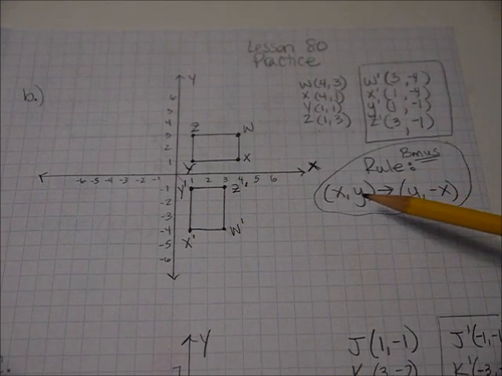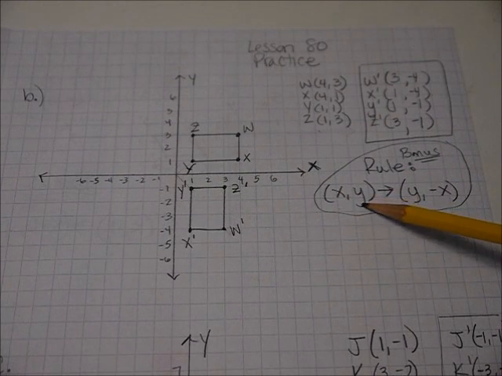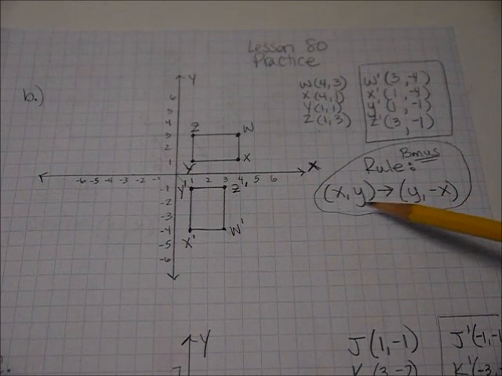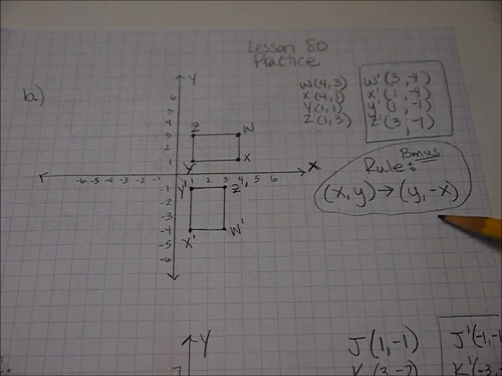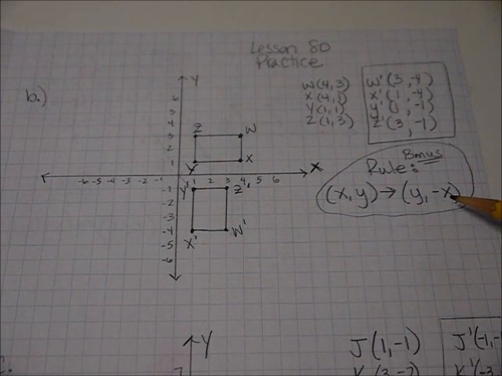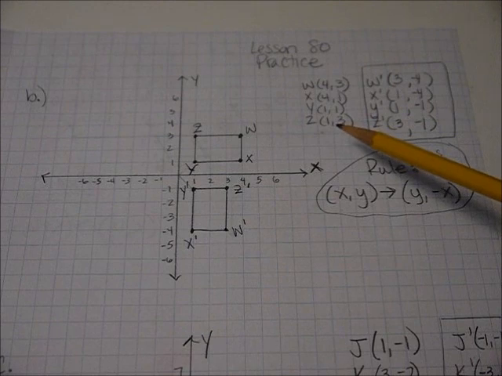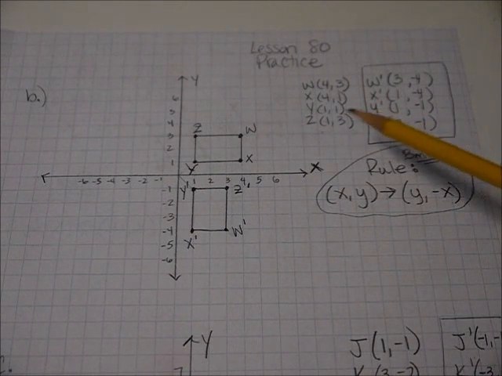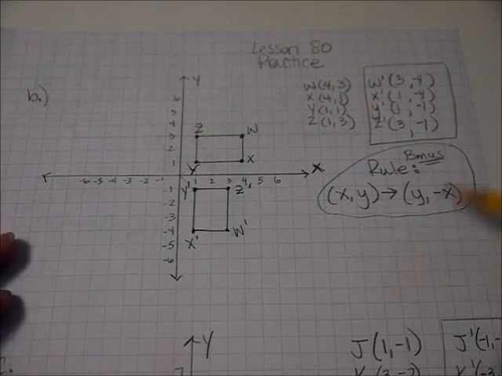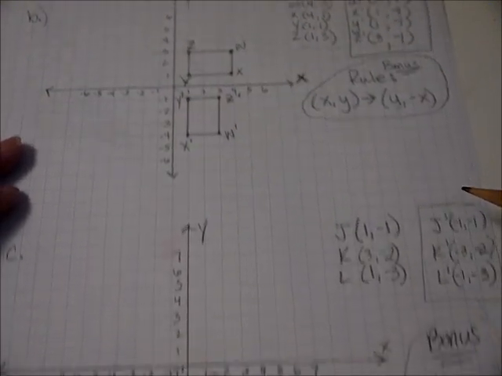Now what happened was the x coordinate and the y coordinate switched places, and the x became the opposite. So that's the rule. If you get this, that's great. The x and y changed position, and the x became the opposite from here to here. So it was this, and then it became this. If you don't get this, that's all right. You won't be tested on that this year.